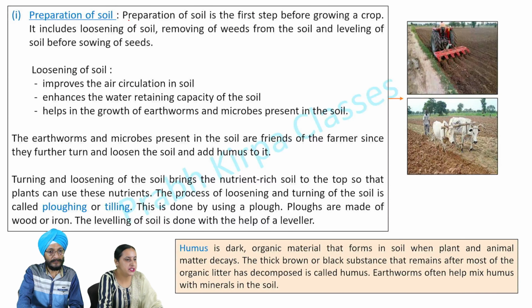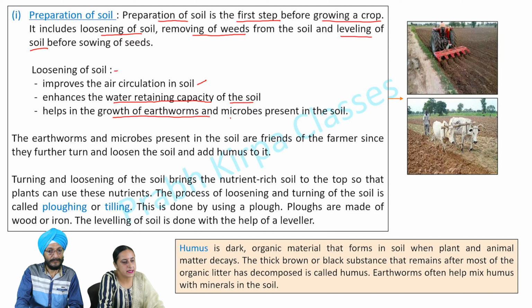Number 1, preparation of soil. Preparation of soil is the first step before growing a crop. It includes loosening of soil, removing of weeds from the soil, and leveling of soil before sowing of seeds. Loosening of soil improves the air circulation in soil, enhances the water retaining capacity of the soil, and helps in the growth of earthworms and microbes present in the soil.